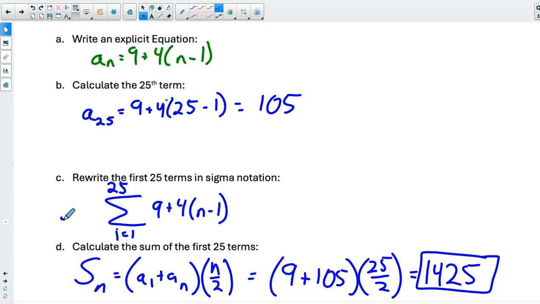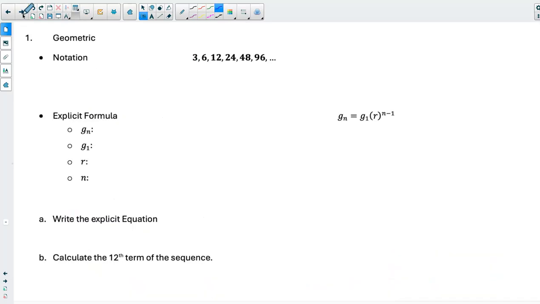Okay, shifting gears. So this one is all about addition. To get to my next term, I go plus 4, plus 4, plus 4, and I do that over and over again. Now we are going to shift to, what do you think we're going to shift to? Yeah, we're going to multiply. So now, when I look at these numbers, I got 3, 6, 12, 24. What's my multiplier? 2. Yeah, so now we're changing kind of what our formula looks like.